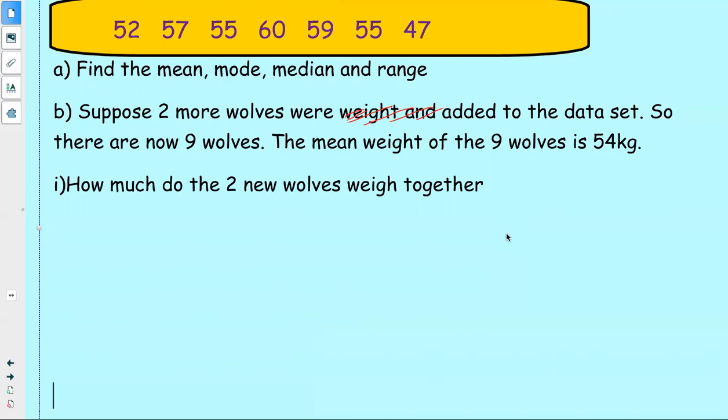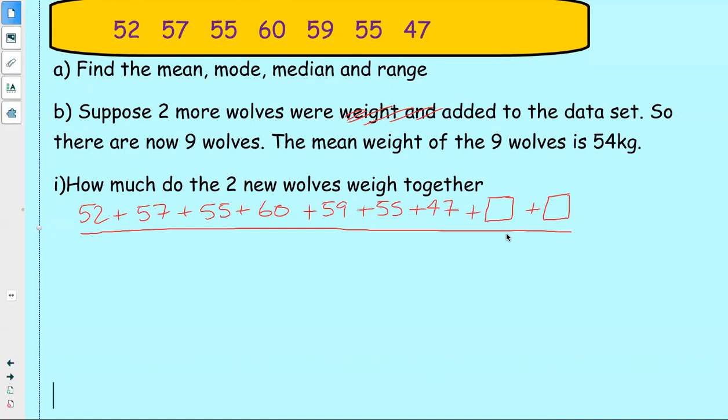So what you're going to do is you're going to do your 52 plus your 57 plus your 55 plus your 60 plus your 59 plus your 55. There is an easy way, but I just want to show you really clearly what you're doing. Plus wolf number 1 added and wolf number 2 added. Okay, so if you're finding the mean, you're no longer dividing by 7 because there's no longer 7 members of the group. There's been 2 more wolves added, remember. So you're dividing by 9. And the mean weight was 54.